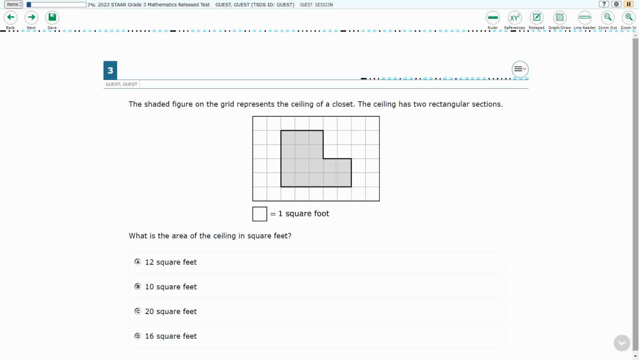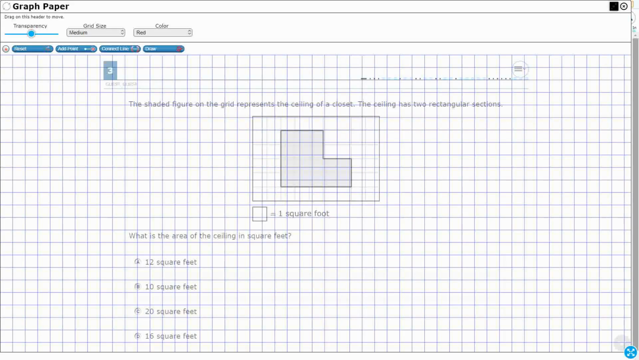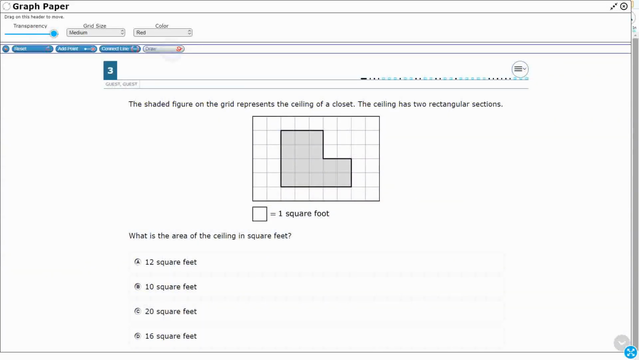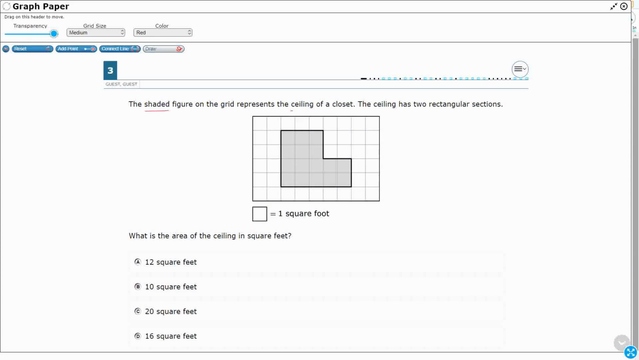All right, so we've got this shaded figure here on the grid, and we need to find the area of the ceiling in square feet, and it's that shaded area that represents the ceiling. Okay, so there's a few different ways we could solve this. All right, so the shaded area represents the ceiling. And what is the area of the ceiling?